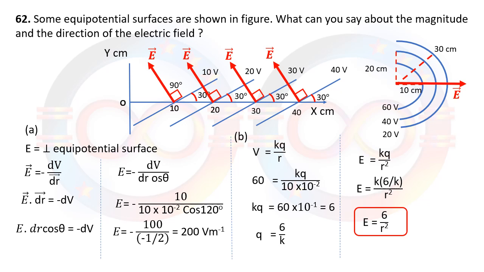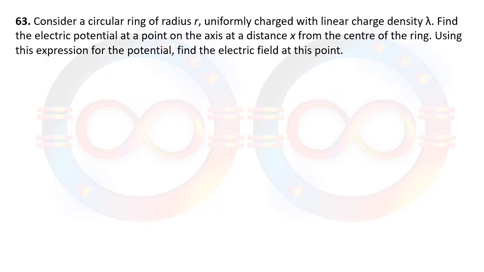If you want to find it at 20 centimeters, the same value, you can put r equal to 20, change into meter, and it will be radially outward. That was the solution of question number 62.